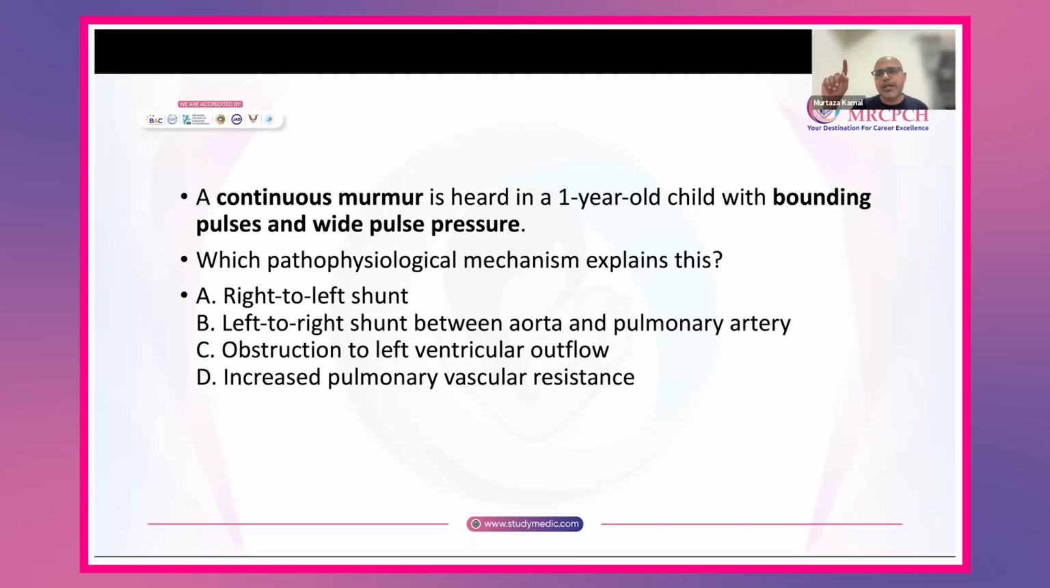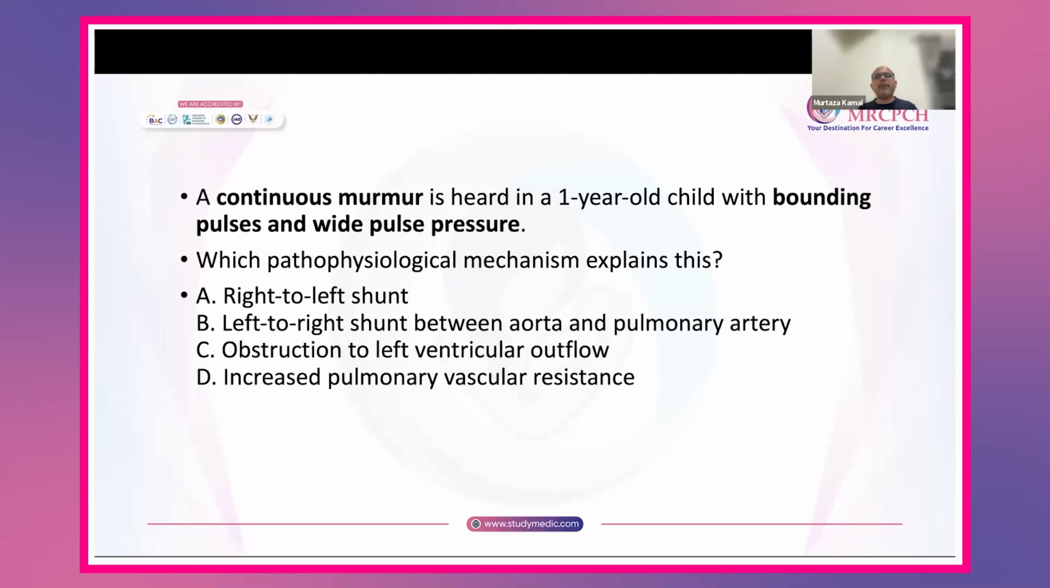Think aorta. Aorta has a pressure of 120 by 80. Pulmonary artery is at a pressure of 25 by 10. So in systole, there is a pressure difference of 120 minus 25, whereas in diastole, there is a pressure difference of 80 minus 10. So throughout the cardiac cycle, there is a pressure difference between the aorta and the PA. So this produces a continuous murmur. If you see the second option, the left to right shunt lesion between the aorta and the pulmonary artery is the answer in this case.